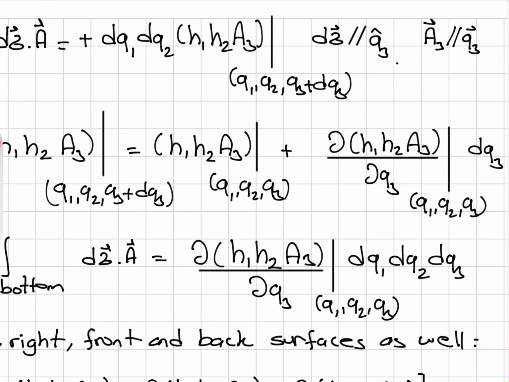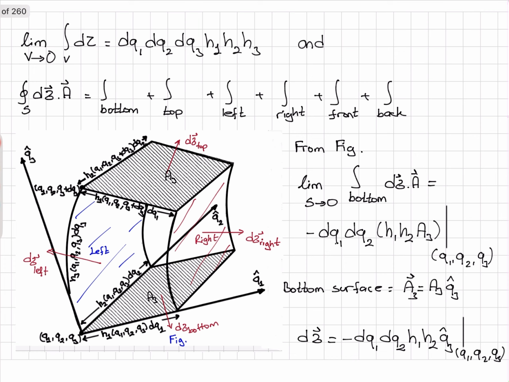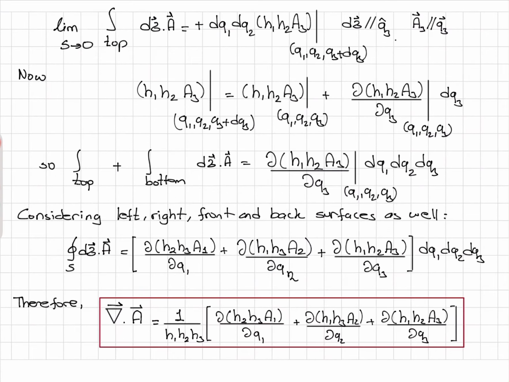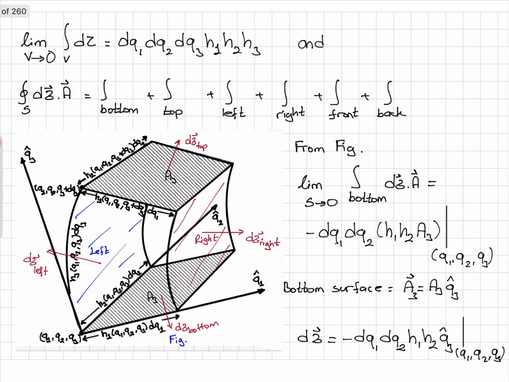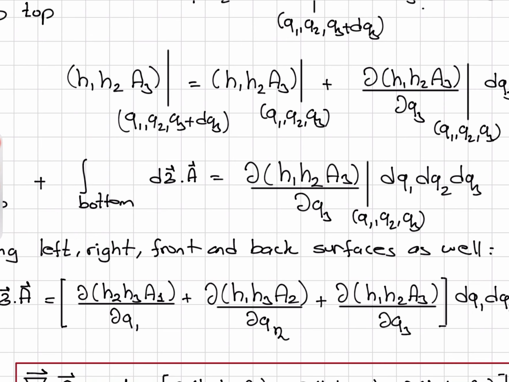Times dq3. Now, because I also had dq1 and dq2 in these terms, this is just this part evaluated at q3 plus dq3. So this will be multiplied by dq1 dq2 also. That's the contribution from the top and bottom surfaces.